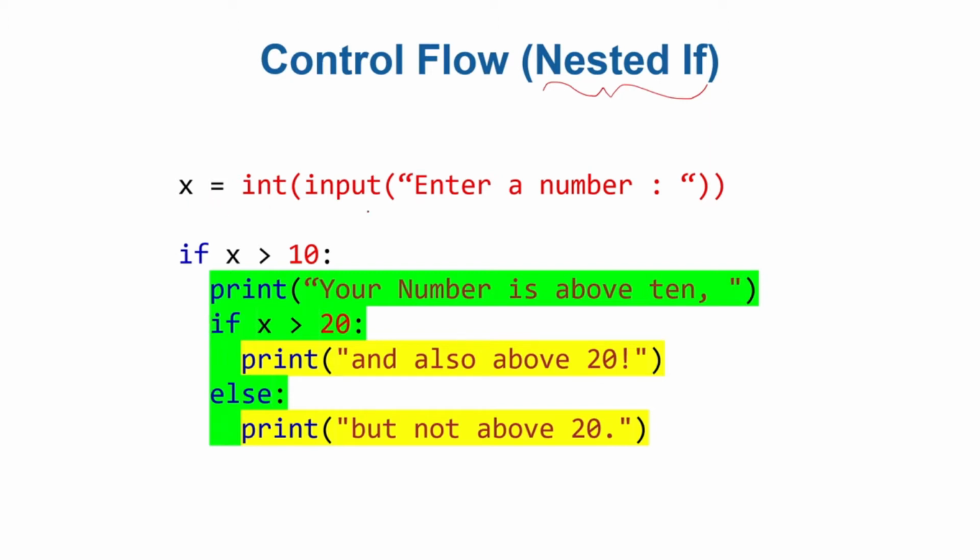So let's say we have input a number and then we check if x is larger than 10, then you move inside the if condition, if that is true. If that is false, then you are here, whatever you write here, it will work from here. But let's say x is greater than 10, then you print your number is above 10. Now after this statement, you move to this statement and you just make another check. If x is larger than 20.